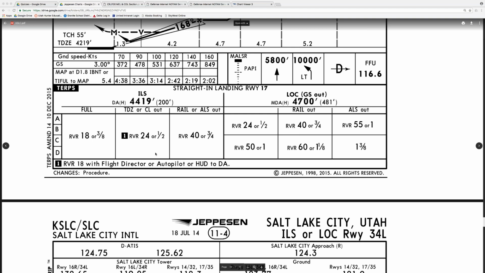Yep. So your max ramp weight is 75,250. Yep. Your max takeoff is 75. Uh-huh. And then your max landing is 67. And your max zero fuel is 62,300. Yep. Okay, perfect. Thank you, CJ. No problem.